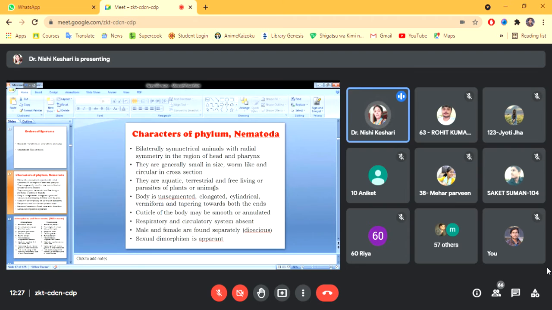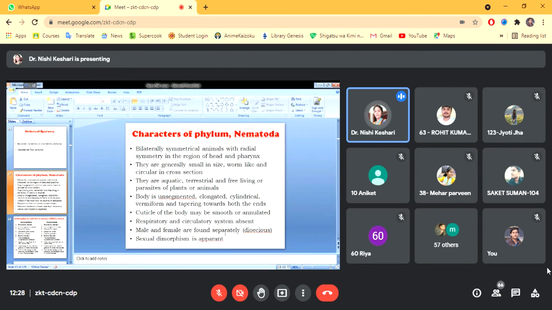They are aquatic, terrestrial, and free-living or parasites of plants or animals. Their body is unsegmented, unlike earthworms. If segmentation appears, it is due to cuticle ornamentation, so it looks like a segmented body but it is not. They are elongated, very long, cylindrical, vermiform, meaning their body is tapering towards both ends, the mouth end and the tail end, more so towards the tail end. The cuticle of the body may be smooth or annulated. Respiratory and circulatory systems are absent. You have already seen that.